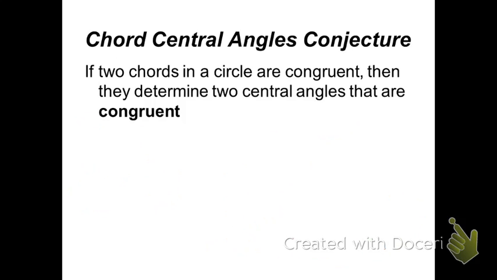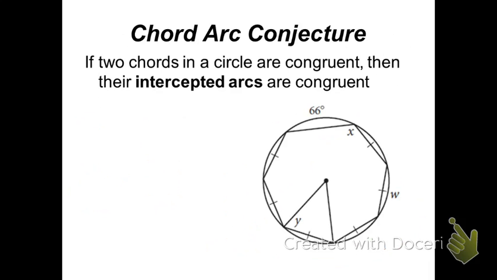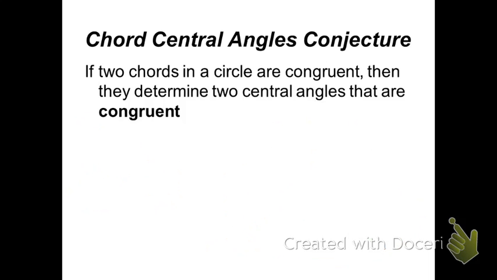If two chords in a circle are congruent, then they determine two central angles that are congruent. So it's pretty much like the previous conjecture we just looked at, but now it's talking about central angles. But that should make a lot of sense because we know central angles and the arcs that they intercept are all congruent.